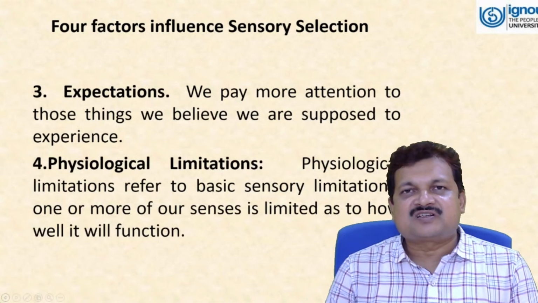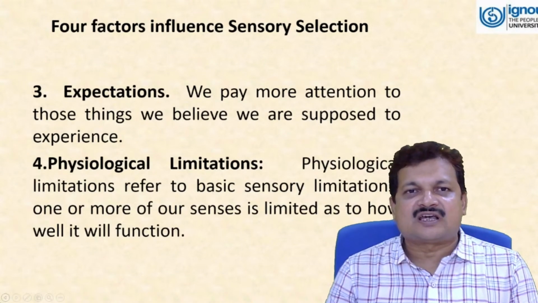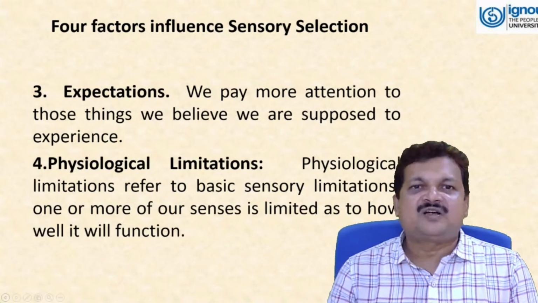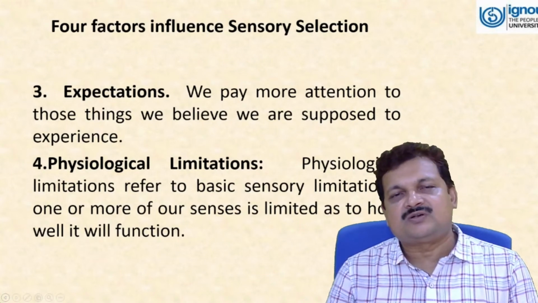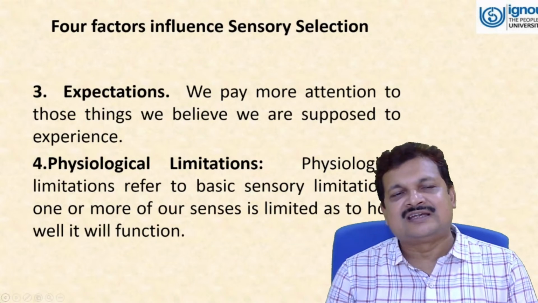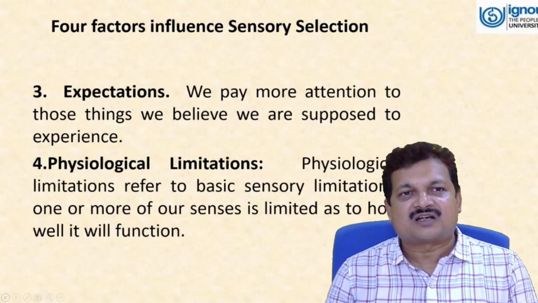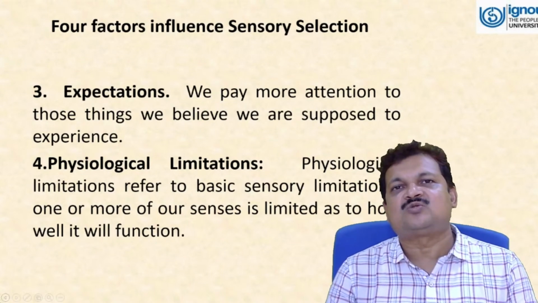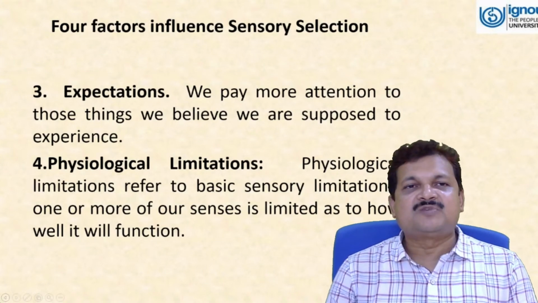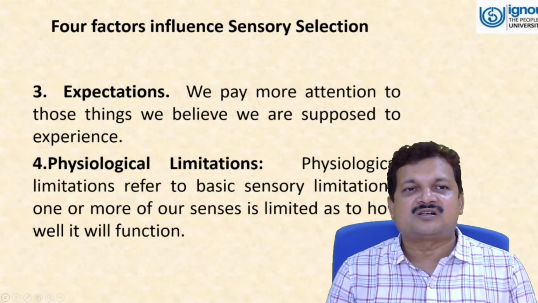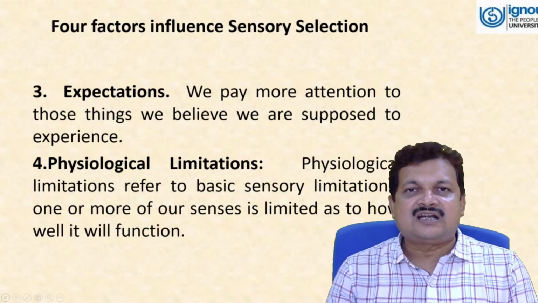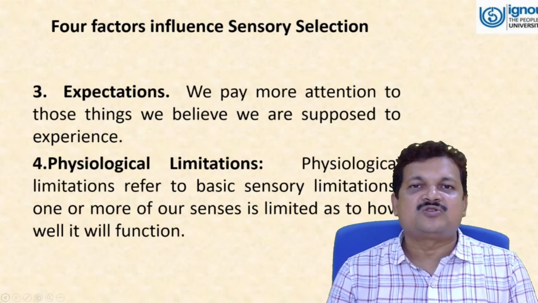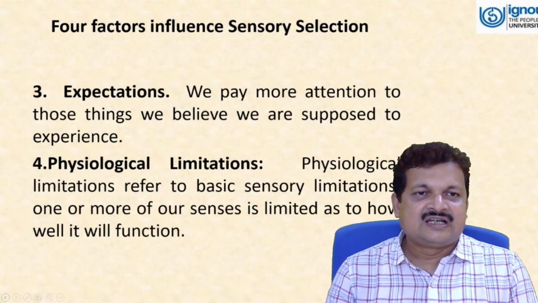Expectations. Sometimes expectations are there, and what we expect, definitely our attention will be more towards that. Sometimes when you are going to the shopping mall, we are searching whether any new product is available in the market. So our expectation: whether it is meeting our expectation or not, if the product is available, if this is the price, whether my expectations can be fulfilled or not. So that is another way by which it is going to affect your sensory system.